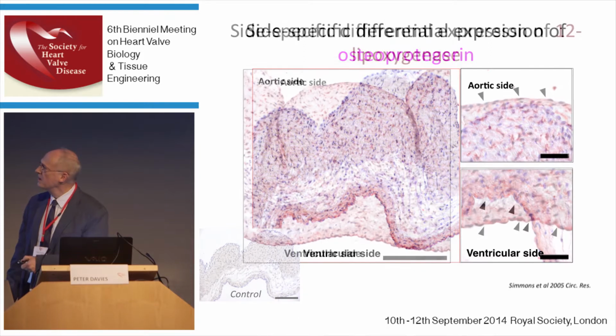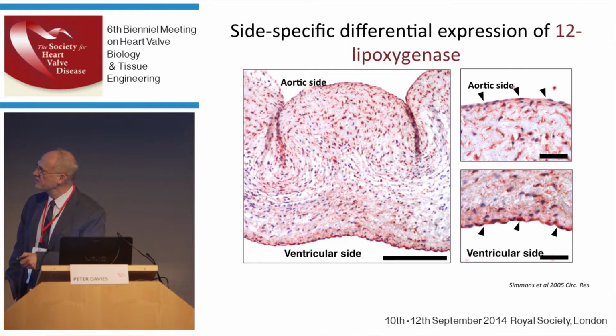Another example: again, here you see a lot of expression in the interstitial cells as well, but there's a very strong expression of 12-lipoxygenase, again, on the ventricular side and not the aortic side. Both of these molecules would be somewhat protective. So that protection is lost on the aortic side. Again, you could consider that as susceptibility.